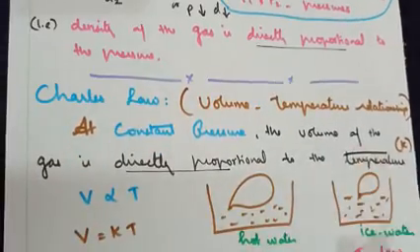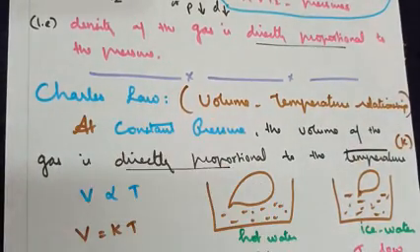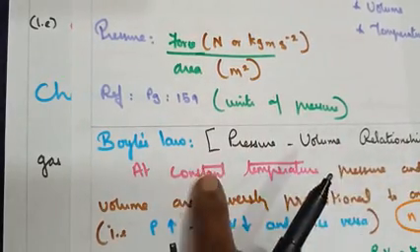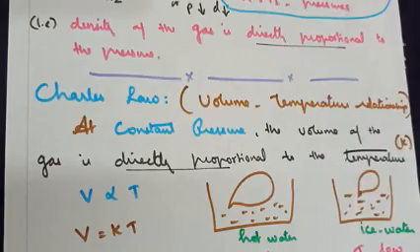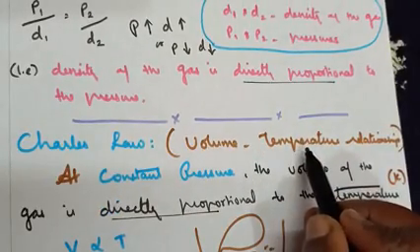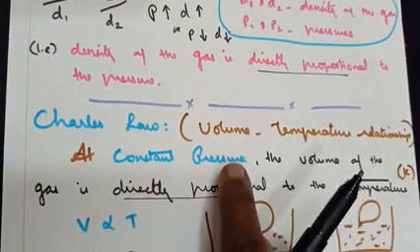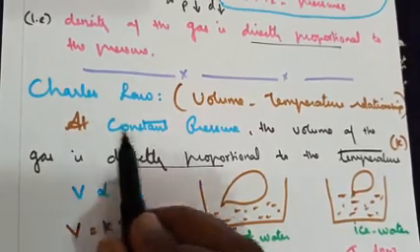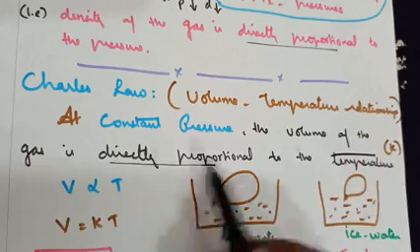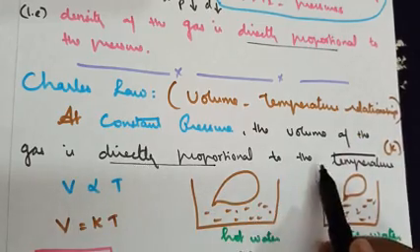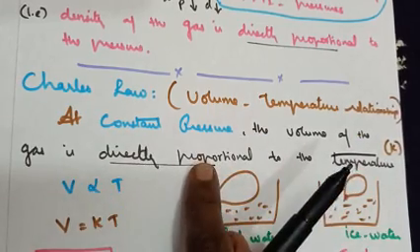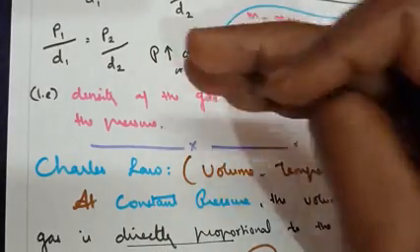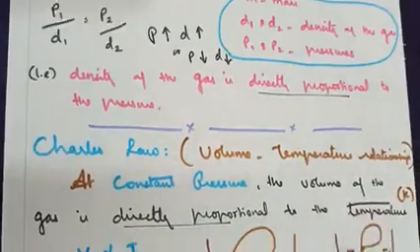So moving on to the next law, that is Charles' law. In Boyle's law, we considered pressure and volume. Temperature was considered to be constant. Now here we consider volume and temperature, so the third parameter, pressure, is kept constant. What does this law talk about? At constant pressure, the volume of the gas is directly proportional to the temperature. You understand the meaning of directly? If one is decreasing, the other one also will decrease. If one is increasing, the other one also will increase.